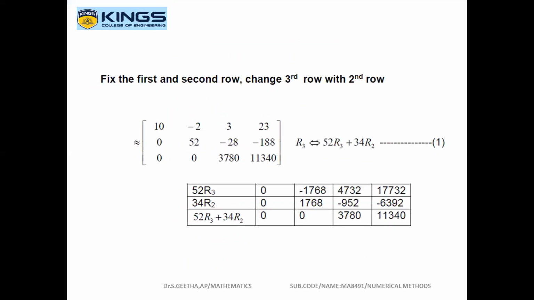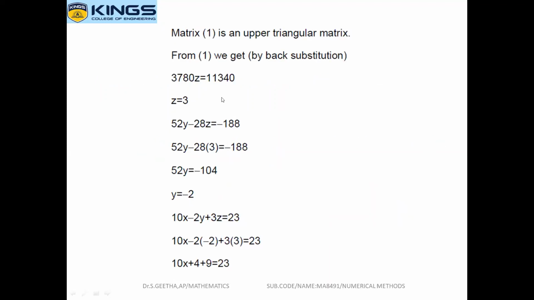Now, this is an upper triangular matrix. By using back substitution, we write 3780z equal to 11,340. Therefore, z equal to 3. By substituting the value of z, we have 52y minus 28z equal to minus 188. 52y minus 28 into 3 equal to minus 188. 52y is equal to minus 104. Therefore, y is equal to minus 2.